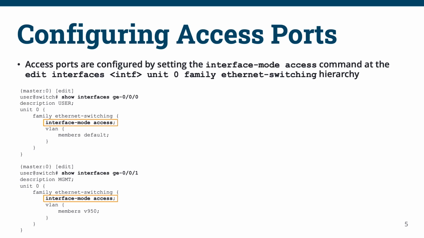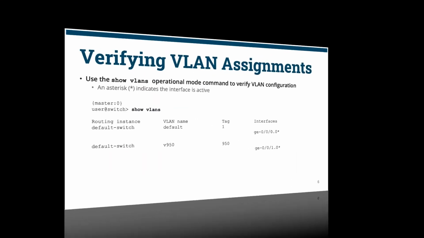Below the interface-mode access configuration, we have the interface VLAN membership configuration. Within the ethernet-switching family, the VLAN member may be configured. We see here that we have one interface assigned to the default VLAN and another interface assigned to the v950 VLAN. In the next slide, we'll see how we can verify that without searching through the configuration manually.